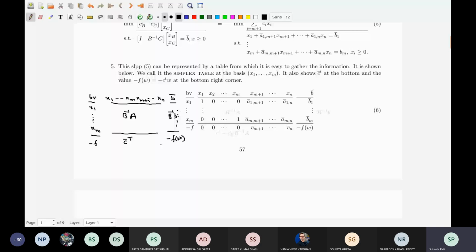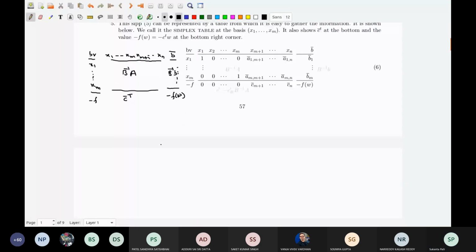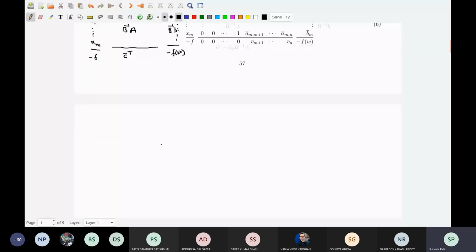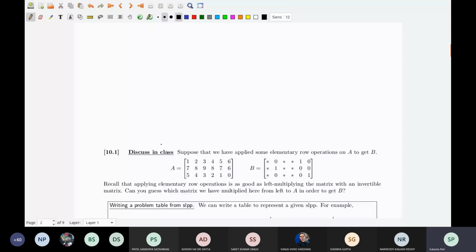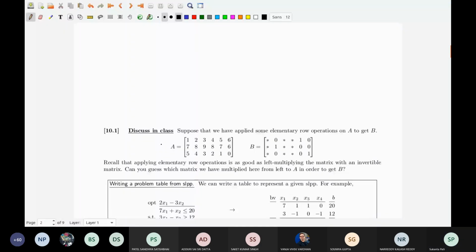Let me tell you this thing. This one is very important. This is going to be used. So imagine you have been given this matrix A. I have written something, that's okay.